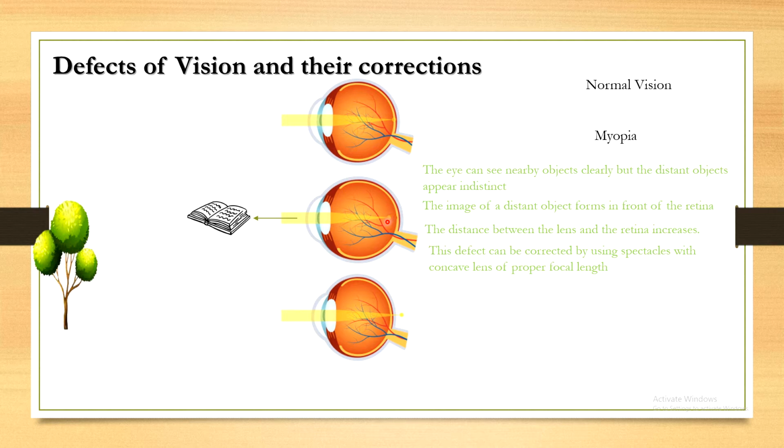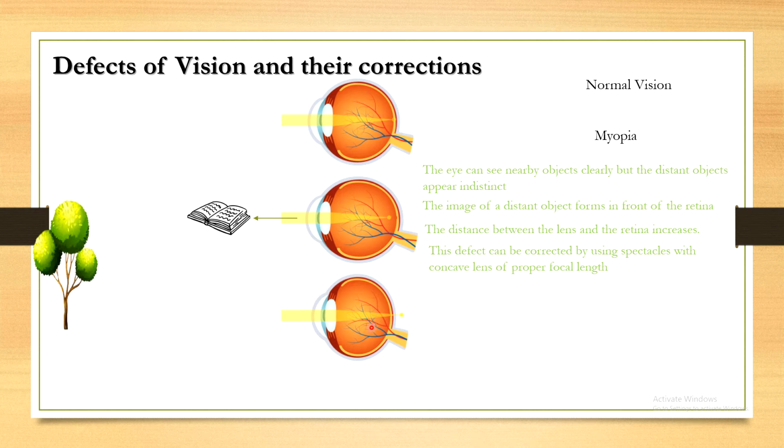This defect can be corrected with spectacles with a concave lens of proper focal length, because concave lenses are diverging lenses. So the rays will converge at a point on the retina, that means on the screen, with the help of this concave lens.